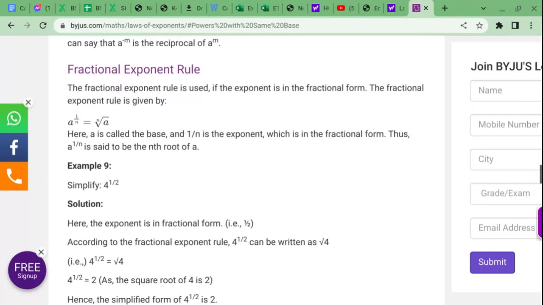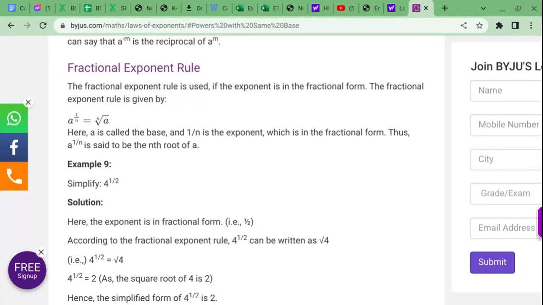The fractional exponent rule is used if the exponent is in fractional form. The fractional exponent rule is given by a raised to 1 over n is equal to the nth root of a.